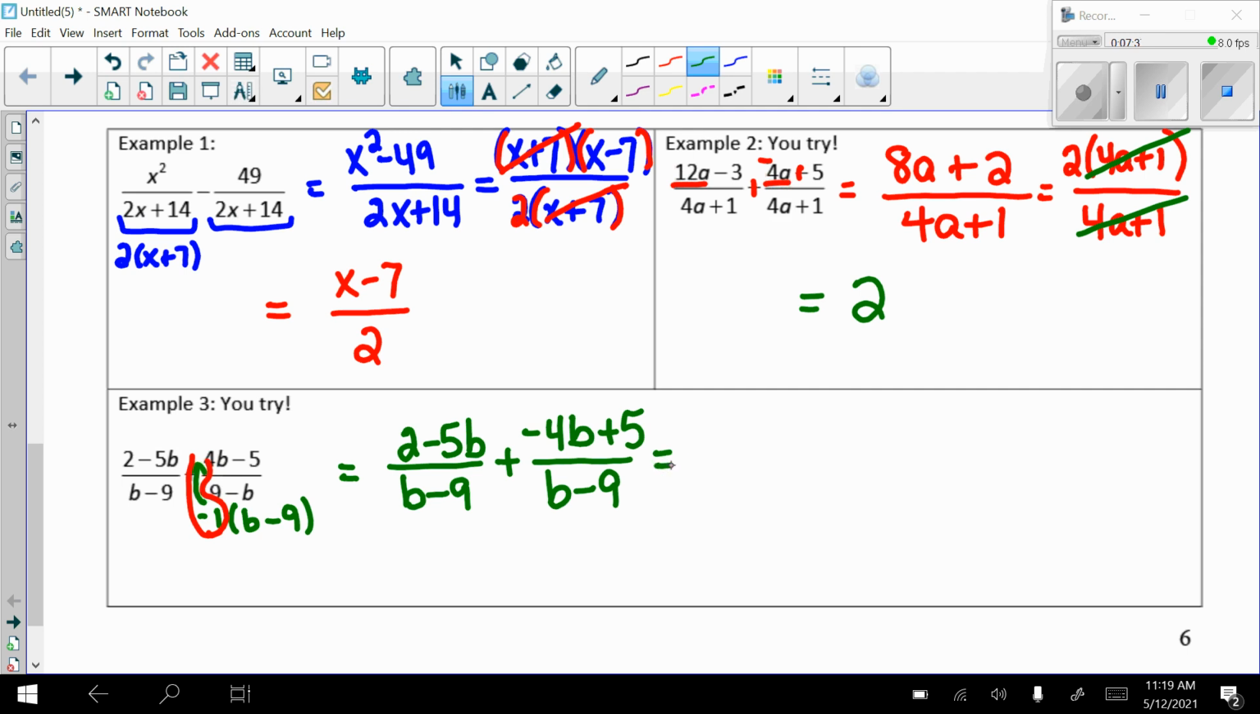So we have common denominators. So we're kind of back to what we did before. You keep that denominator, combine the common terms in the numerator. So we have negative 5b minus another 4b, which gives us negative 9b. And then we have 2 plus 5, which is 7. There's nothing we can factor out in the numerator. There's nothing we can factor out in the denominator. So that is our answer.